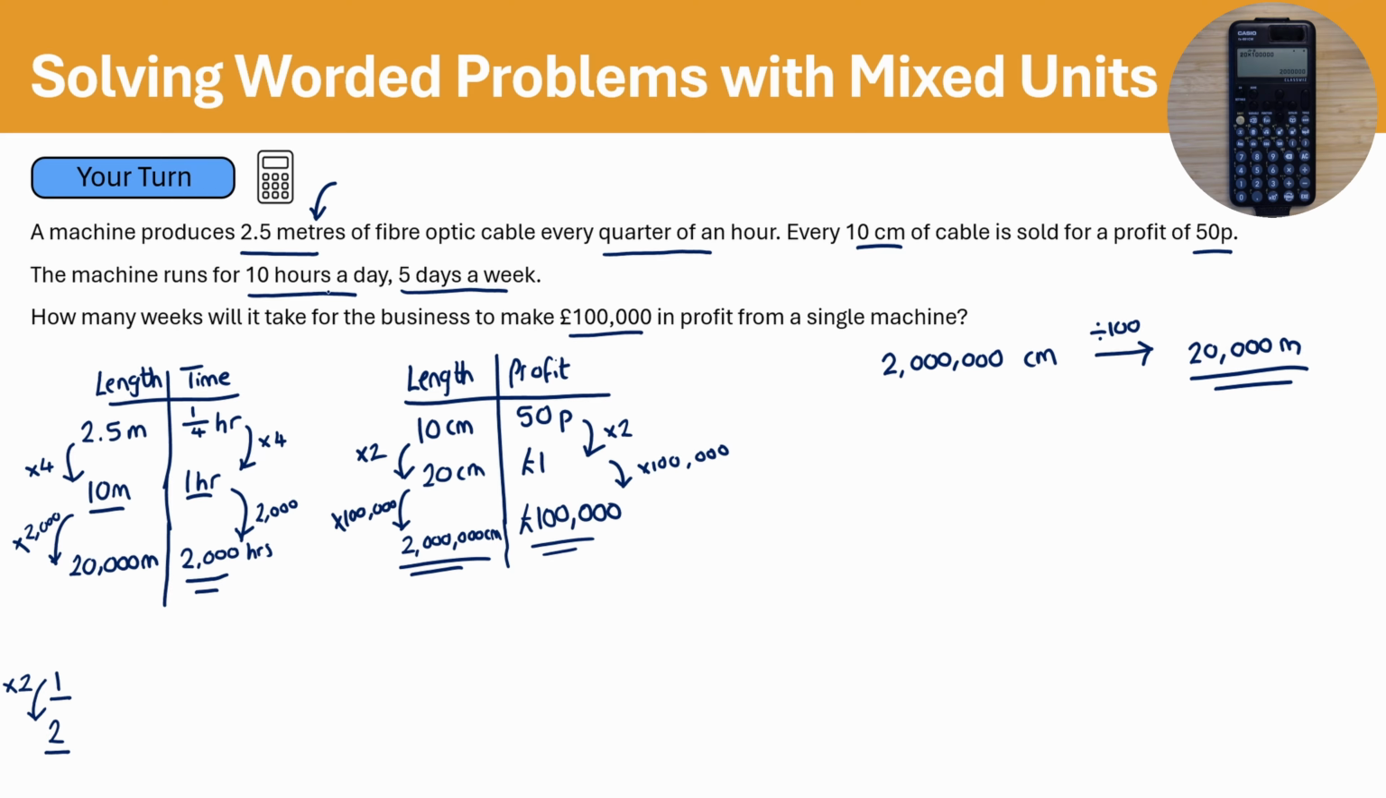Well, it says the machine runs for 10 hours a day, 5 days a week. We can say that the time the machine runs every week is 10 hours multiplied by 5 days. So I'll say the time the machine runs per week is equal to the 10 hours it runs every day multiplied by the 5 days it runs for in a week. So that gives us a total running time of 50 hours.